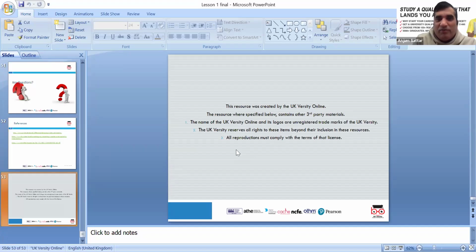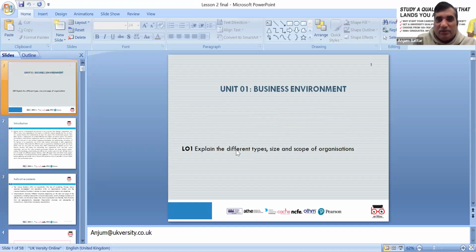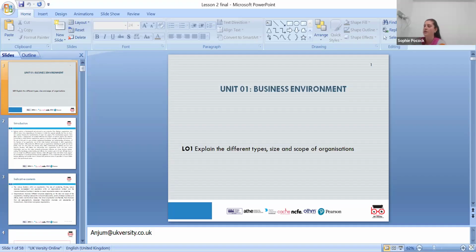Then we went through the second lesson, which is our LO2. For each LO we cover a short version now, and if anyone's struggling, we can arrange more lessons with them. Right, okay, no worries.